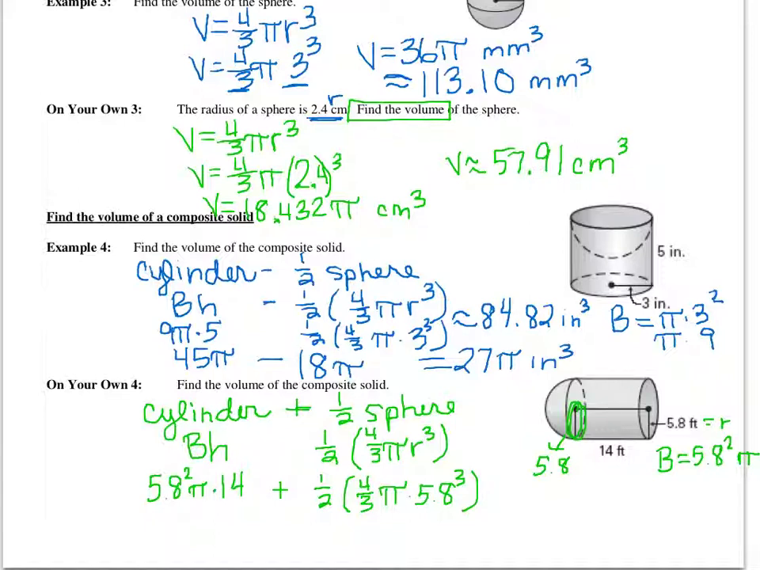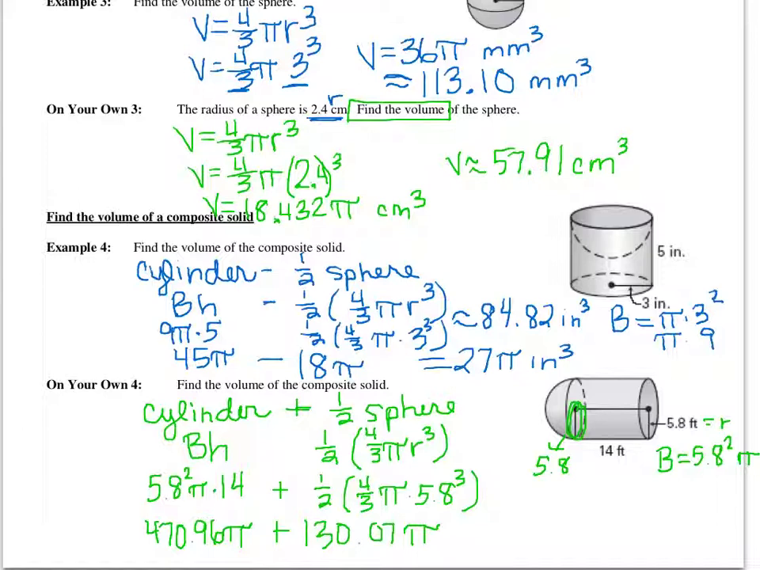So let's do a little bit of simplifying here. 5.8 squared times 14. Well, that'll give me 470 and 96/100 pi. Plus, if I do 1/2 times 4/3 times 5.8 raised to the third, okay, that's going to give me a longer decimal. So it's going to be about 130.07 pi. So I'm just going to round it here because I know I'm going to have a decimal answer there.